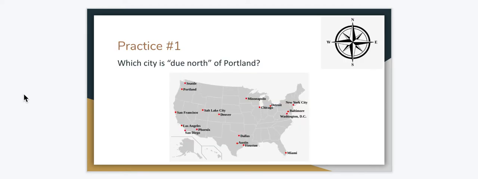Now a practice question. Which city is due north of Portland? Okay, so we have a bunch of cities here, a bunch of U.S. cities. We got Minneapolis, we got Chicago, we got Detroit. Where is Portland? Portland's over here. So which city right now is due north, pretty north of Portland? Okay, and the answer, of course, is right up here in Seattle.